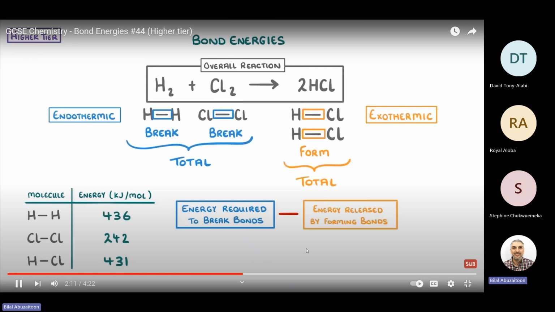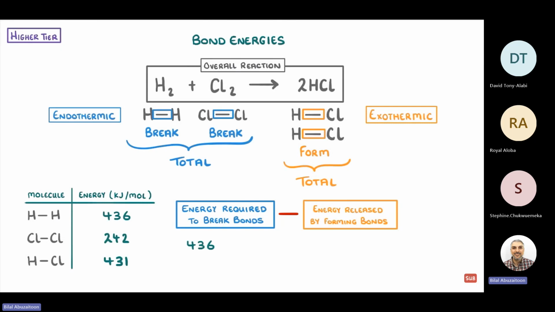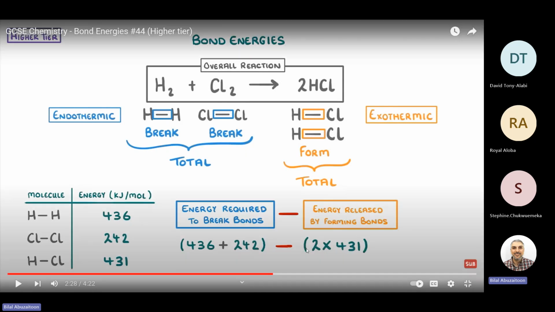The energy released by forming bonds, in our case, would be 436 for the hydrogen-hydrogen bond, plus 242 for the chlorine-chlorine bond. This is always minus 2 times 431 for the bonds within the 2 hydrogen chloride molecules. Who can tell me why 2 times 431? Why this number 2? 2 bonds, HCl, right? Yeah.